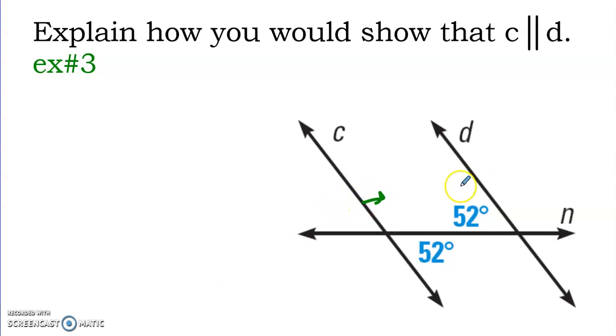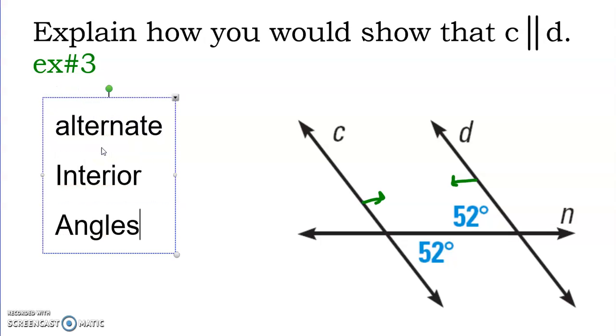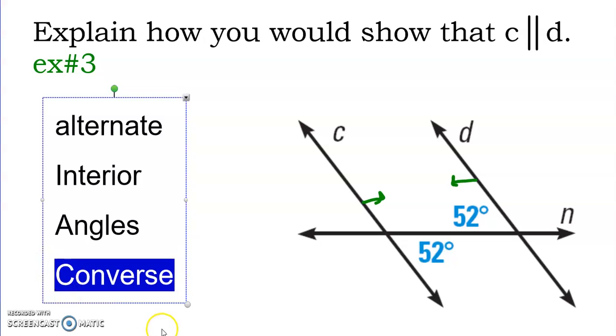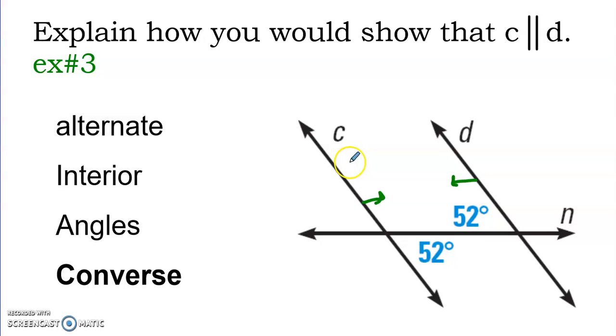Here, these two angles are on the interior, or the inside, of lines C and D, and they're on opposite, or alternate, sides of the transversal. So these are alternate interior angles, and since they're congruent, by the converse, we can show that line C is parallel to line D, which is what we were trying to show.